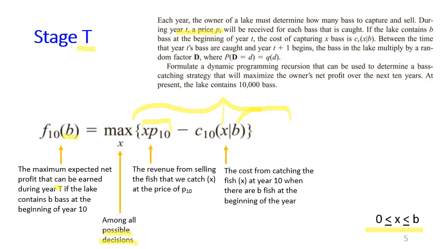So among all X, where X must be between 0 and B, we would like to find the X that maximizes this function. In other words, we would like to find out how much fish we should catch such that the revenue is maximized. And do not forget this aspect 1, the fish that you catch must be greater than or equal to 0, and less than or equal to B, the fish that you have at the beginning of the year.